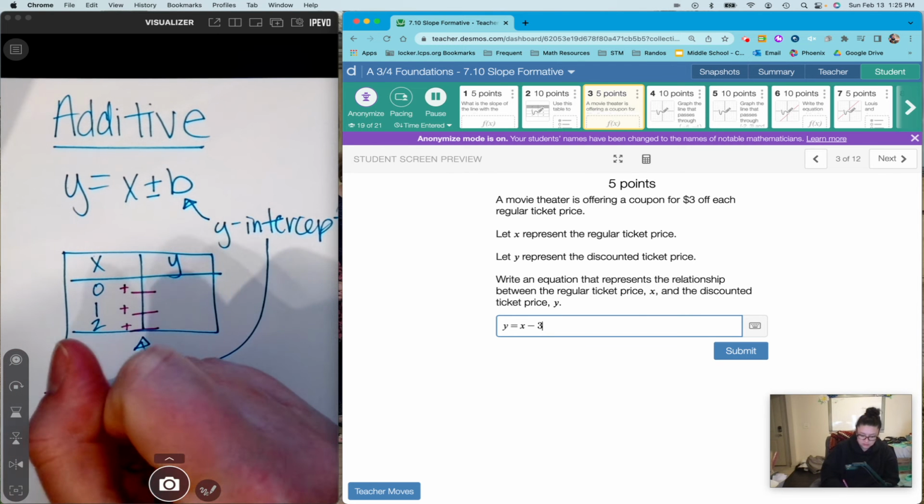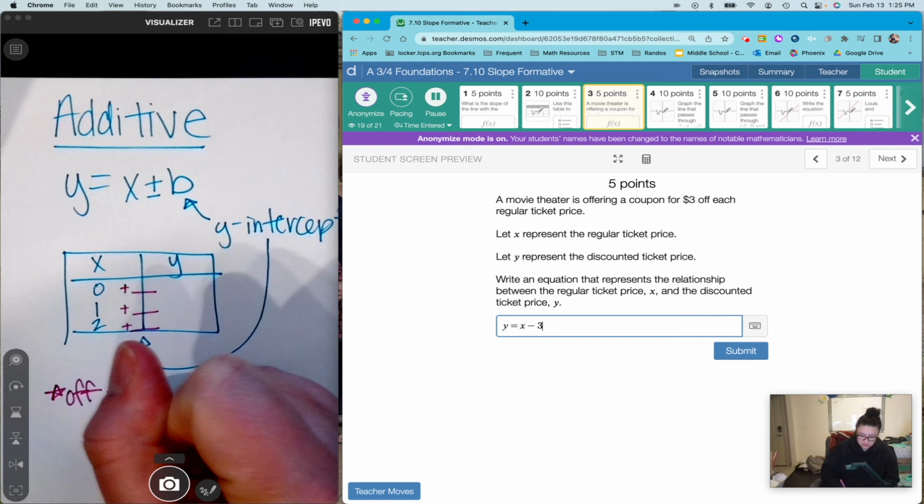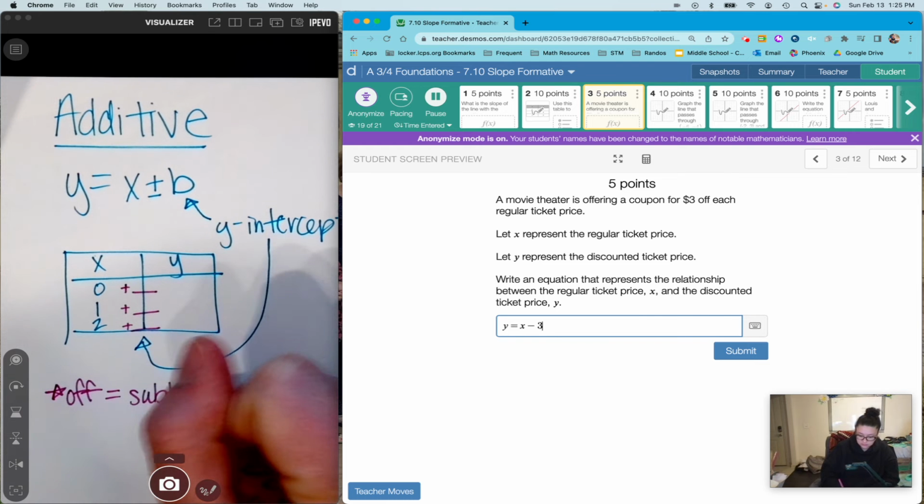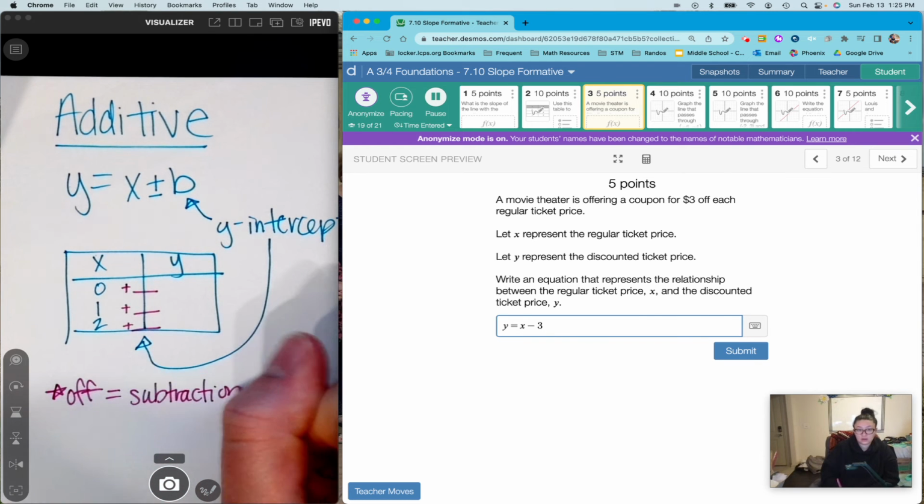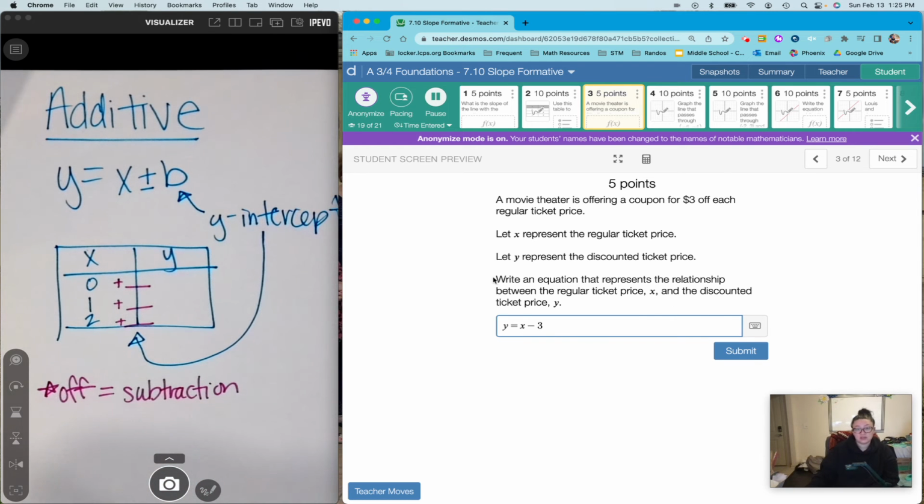Off is a key word. Subtraction. A lot of people didn't read this test. It says write an equation. That's all we needed. I just wanted an equation there.